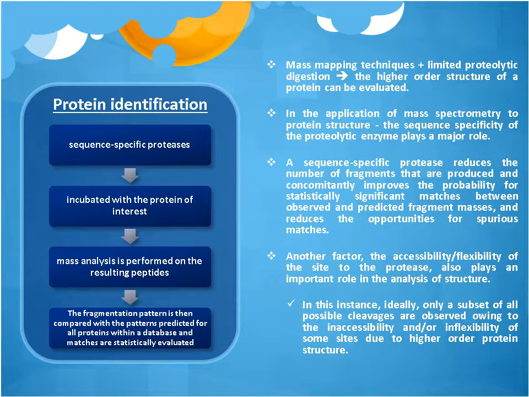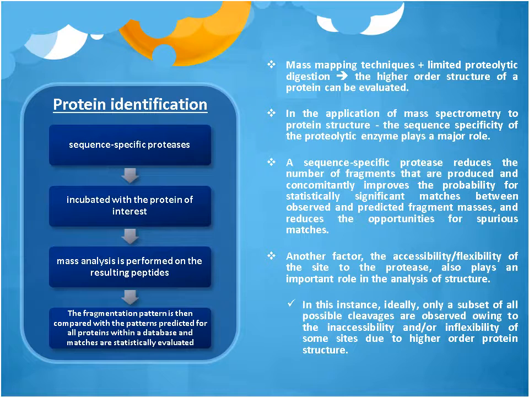Let's have a look at the protein identification. The protein identification process involves a series of steps in which sequence-specific proteases are incubated with the protein of interest and mass analysis is performed on the resulting peptides. The produced fragmentation pattern is then compared with the patterns predicted for all proteins, which is followed by the statistical evaluation of matches. Similarly, the higher order structure of a protein can also be evaluated when mass mapping techniques are combined with limited proteolytic digestion.